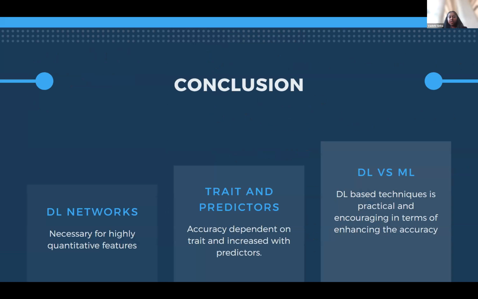Moving on to the conclusion of my presentation, it is clear that sophisticated deep learning networks are necessary for highly quantitative features, since grain yield and grain protein content require more hidden layers than the other three variables. Overfitting happens quite often in deep learning models because they fail to recognize broad patterns in the data. That is the main problem with short data sets.